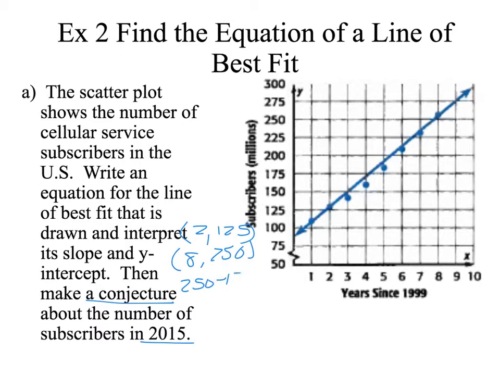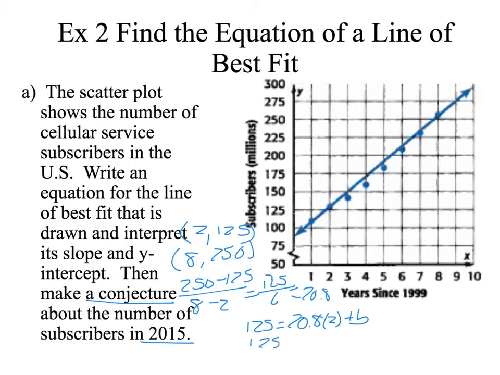So 250 minus 125 over 8 minus 2. So it's going to be 125 over 6. It's going to be 20.8. So 125, putting in my x and my y to find b, so 20.8 times 2 plus b. So 125 equals 41.6 plus b. Subtract 41.6 from each side. And we get b equaling 83.4.